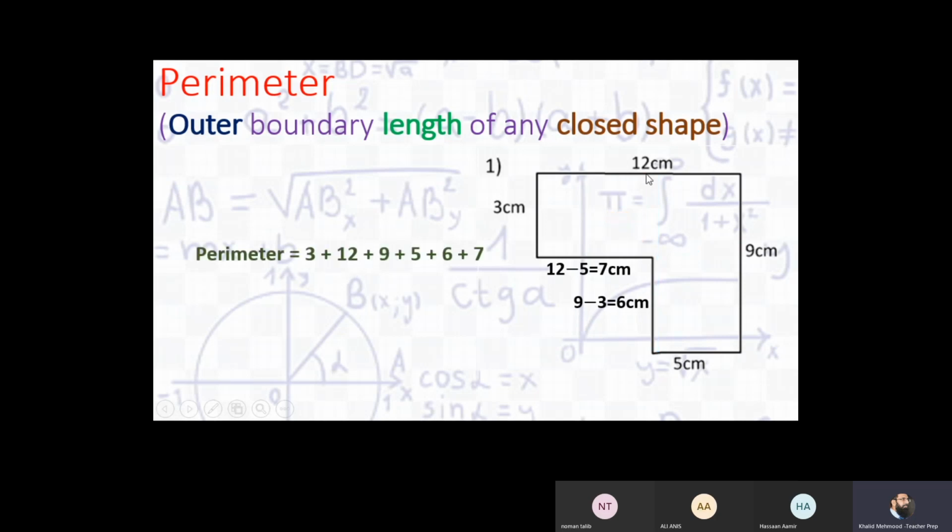Perimeter is the outer boundary. So that's why 3 plus 12 plus 9 plus 5 plus 3 plus 7. So we have the perimeter. Hope you understand this one.